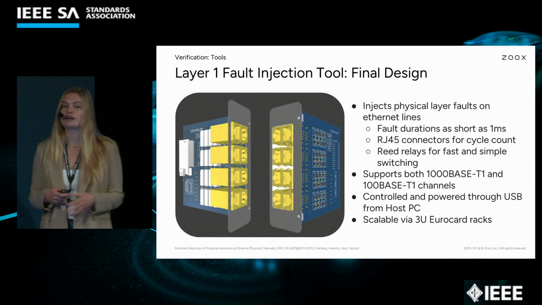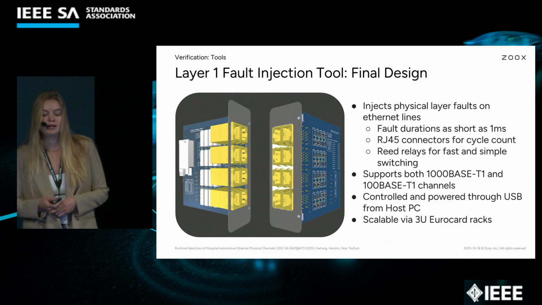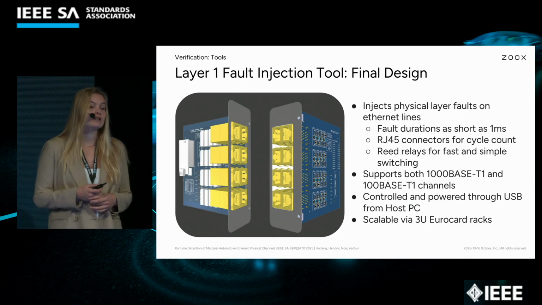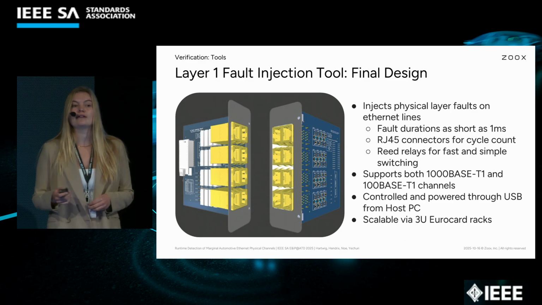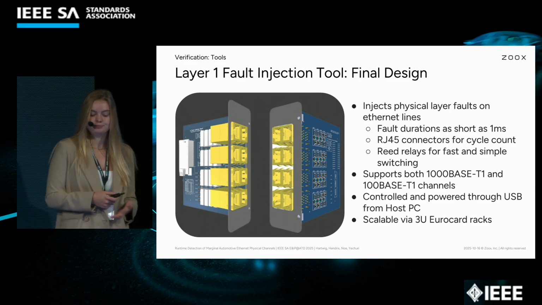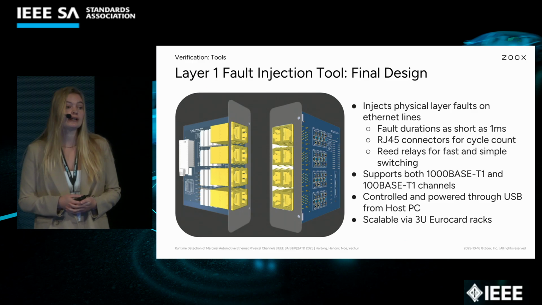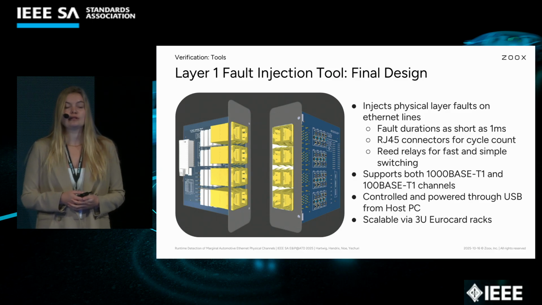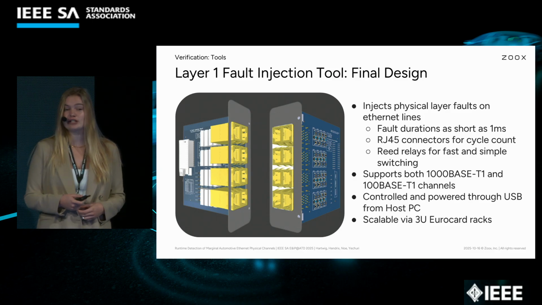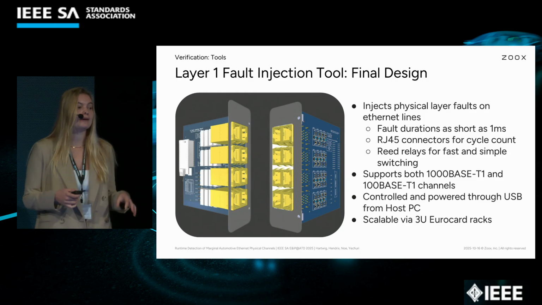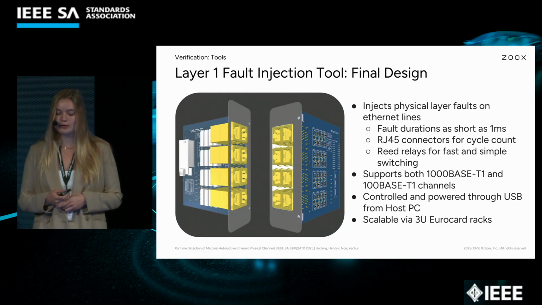So this is our layer 1 fault injector tool. It is able to inject physical layer disconnects on the order of as short as 1 millisecond. We decided to use reed relays for this due to their fast switching time as well as their minimal added closed loop interference.